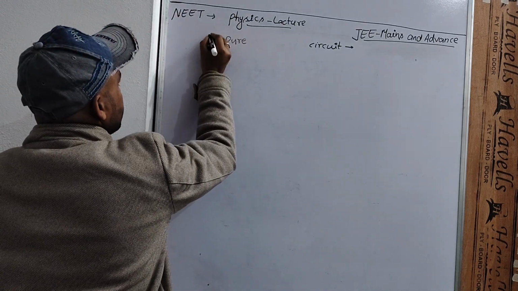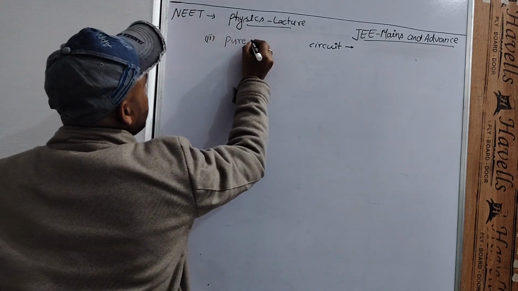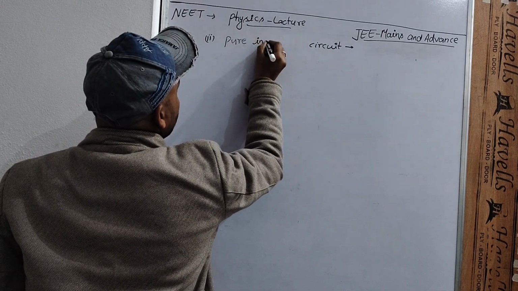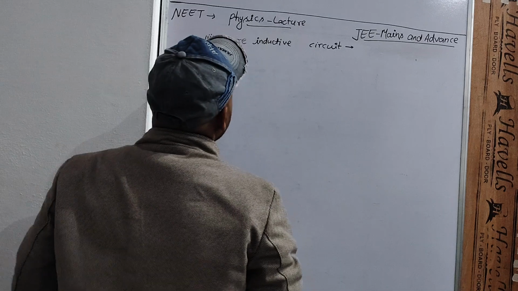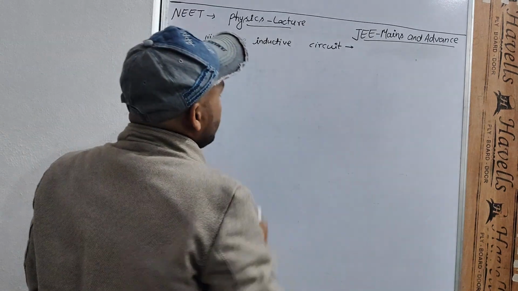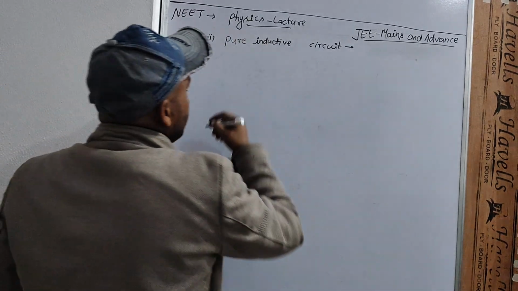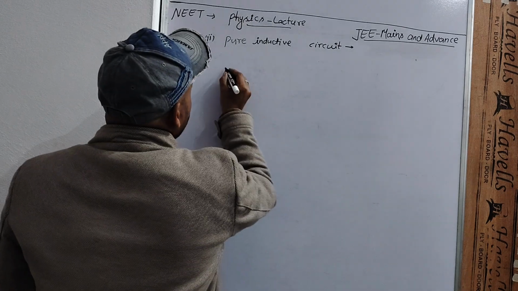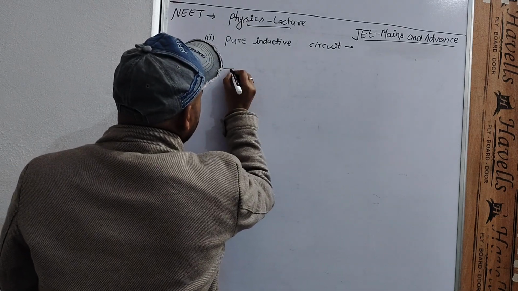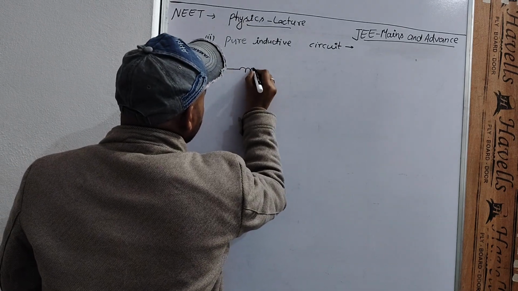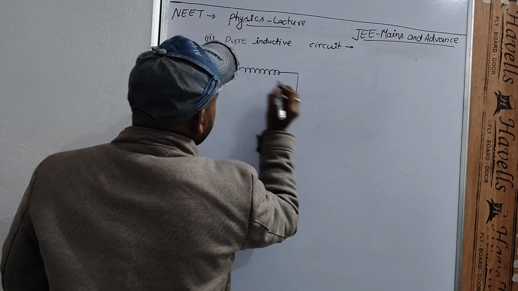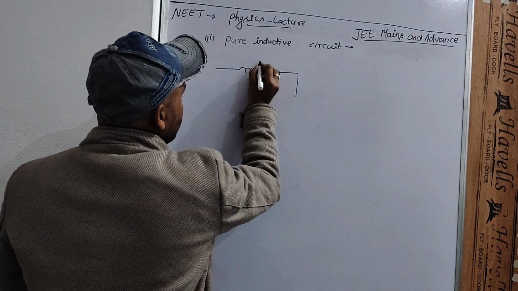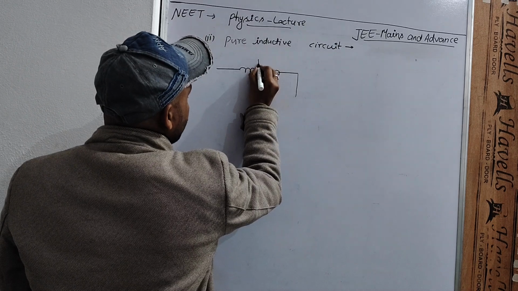Second circuit is the pure inductive circuit. We draw the diagram for the pure inductive circuit like that. As we know that the inductor shows like this. This is the symbol of inductor, and it has self-inductance L.